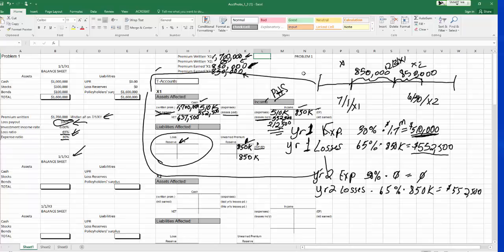You don't have to illustrate what I'm about to do necessarily, but I want to show you this for purposes of illustration. The 637,500 is an increase in cash, so we add this to our cash account from last year. So our cash account is now 1,637,500. Our stock account is 500, and this will always be the same, and our bonds will be 100,000. On the unearned premium reserve side, we add 850 because we had an increase in that account of 850,000, and we had no activity in the loss reserve, so that will remain at 0.